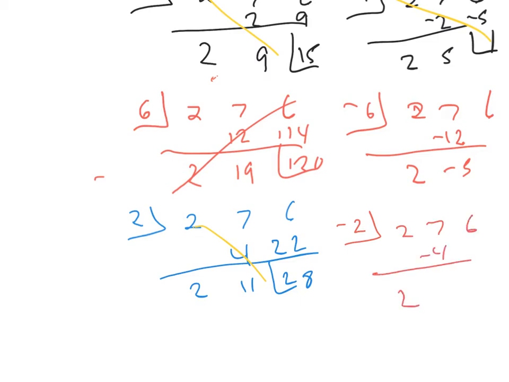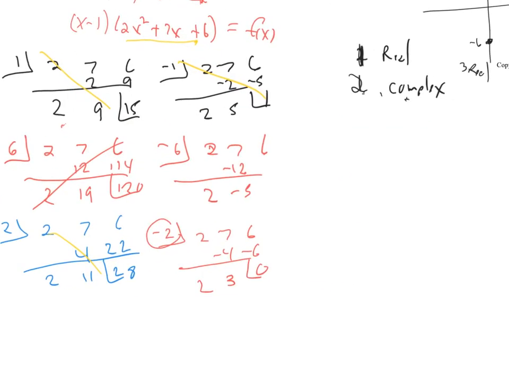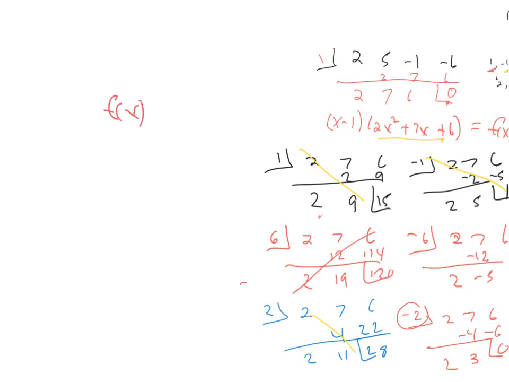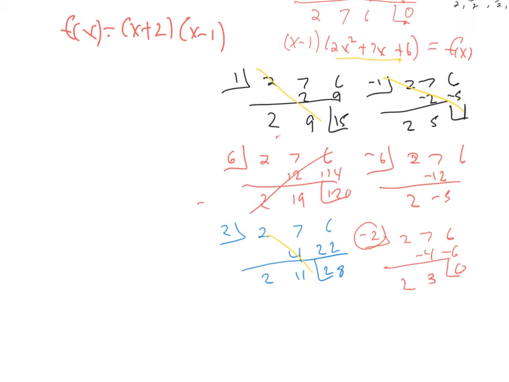2, negative 4, 3, and I got lucky. There it is. Found a 0. What does that mean? That means my f of x now is equal to x plus 2, and I had my x minus 1, and notice what's left over. Remember, I started with a cubic, then this becomes the quadratic piece. Well, then the answer to this becomes the linear piece, 2x plus 3.